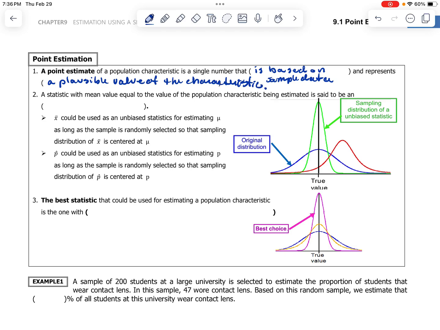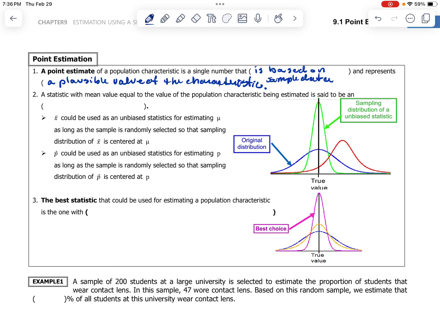So a point estimate would be, for example, our activity that we did yesterday: if I took a sample of the students in the classroom and I calculated their average height, and if that was a plausible value of the height of the whole population in our classroom, we would call that a point estimate.